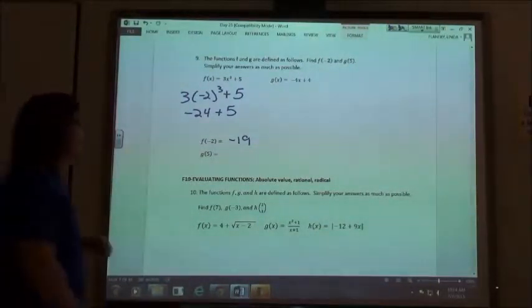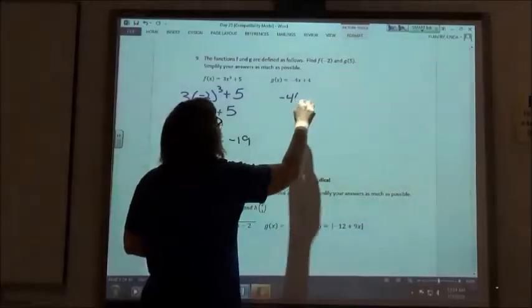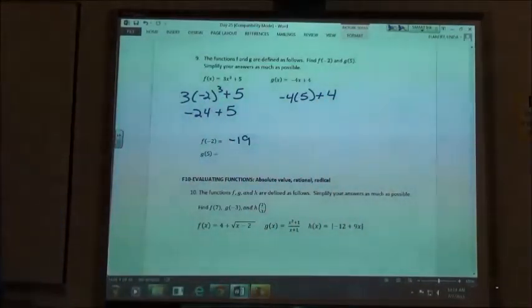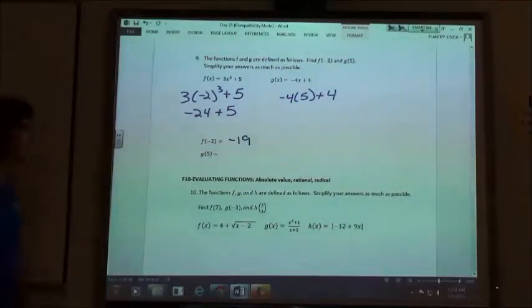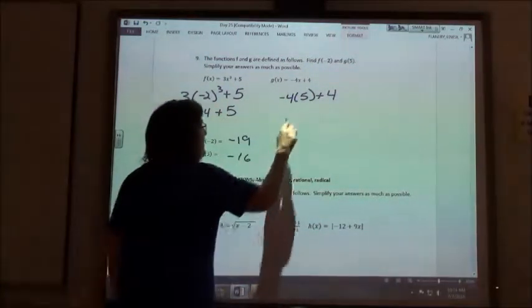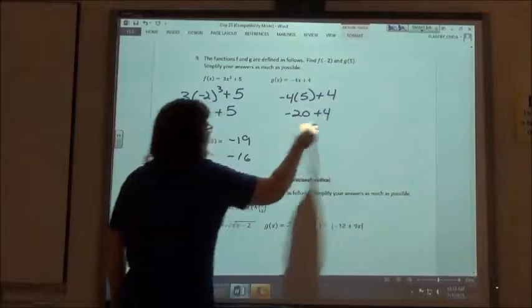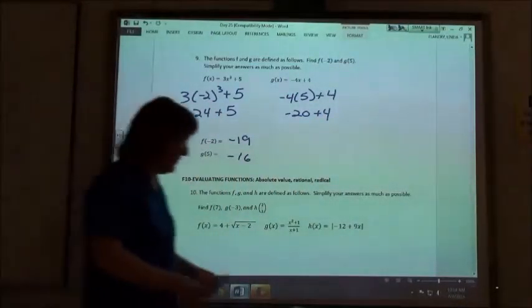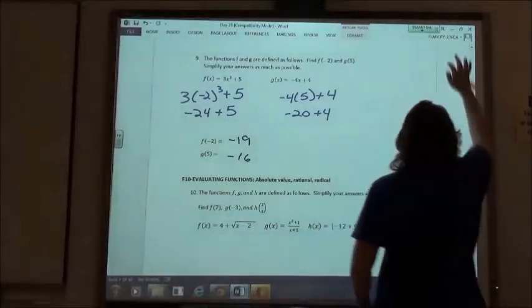G of 5, negative 4 times 5 plus 4 would give me negative 16. Negative 20 plus 4 is negative 16. So those were the easier ones. Then they go to the harder ones.